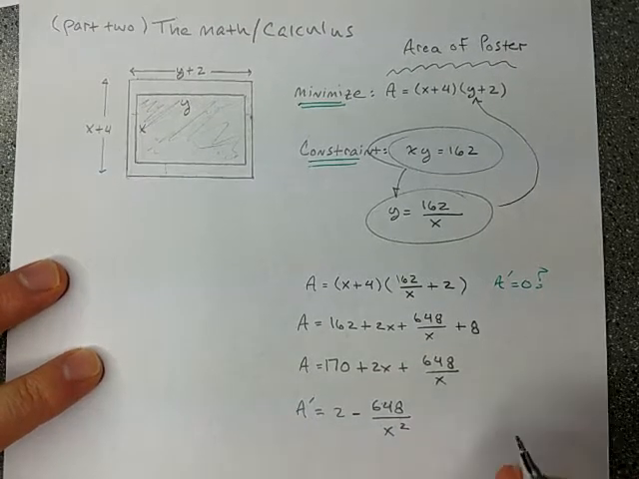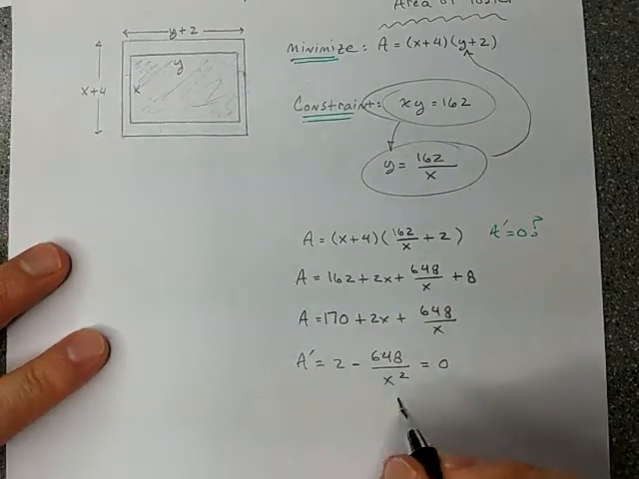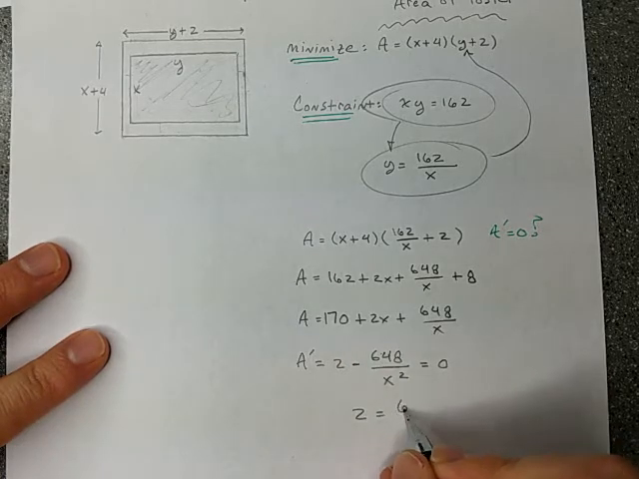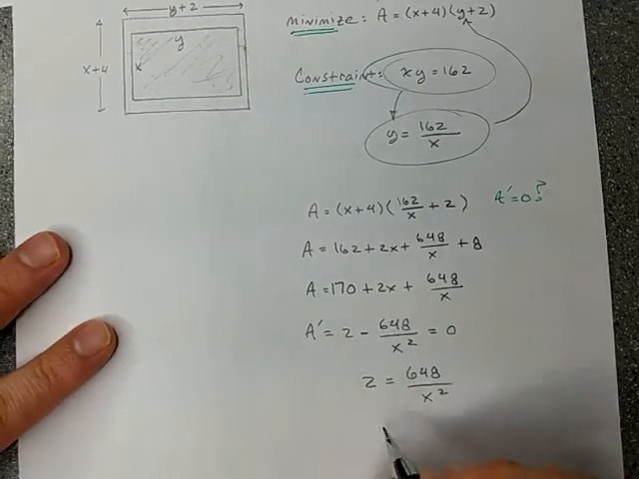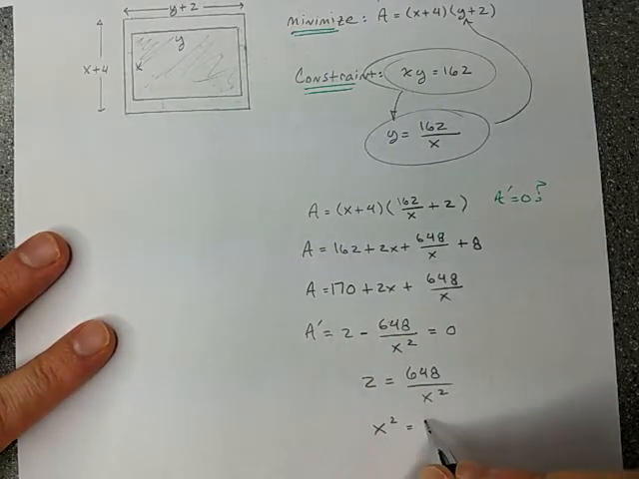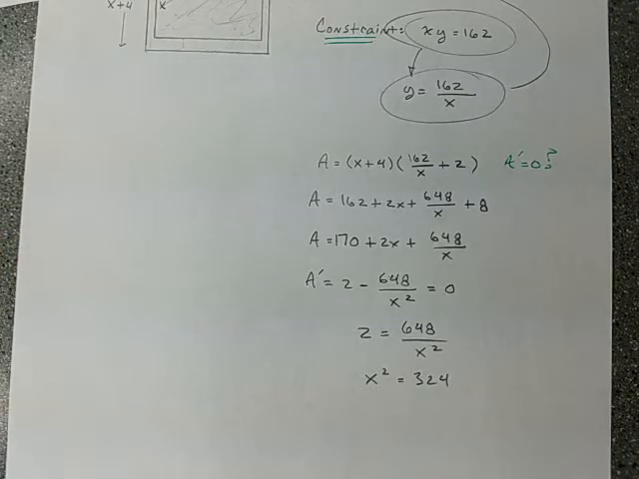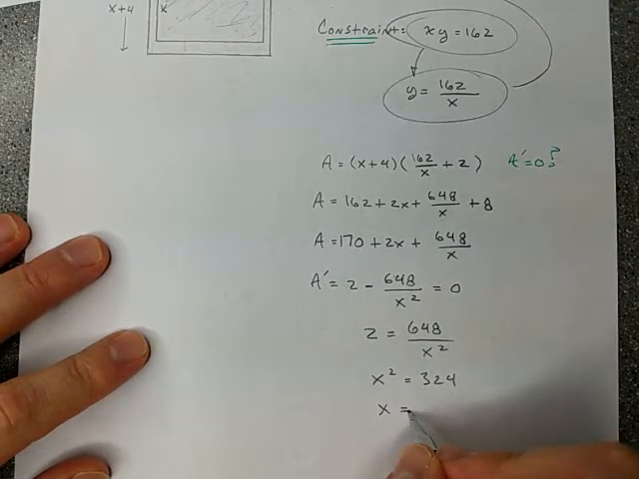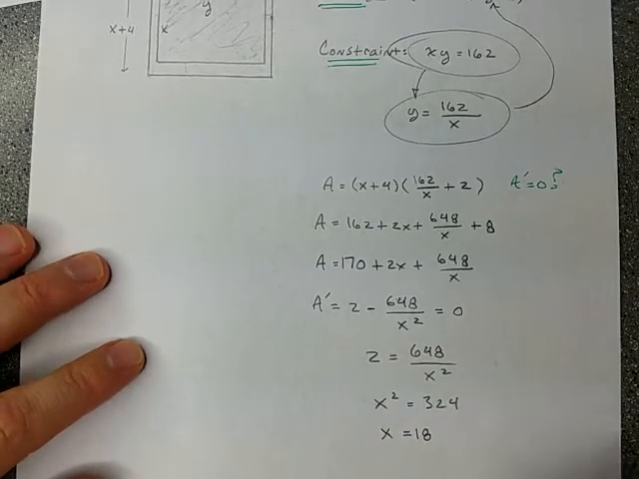Okay, and then I'll set that equal to 0, right? And then I'll get like so. Okay, and then 324, I believe, is a perfect square. I sure hope it is. And it is 18 squared. Okay, so x is 18. And we were doing all the measurements here in inches, so 18 inches.